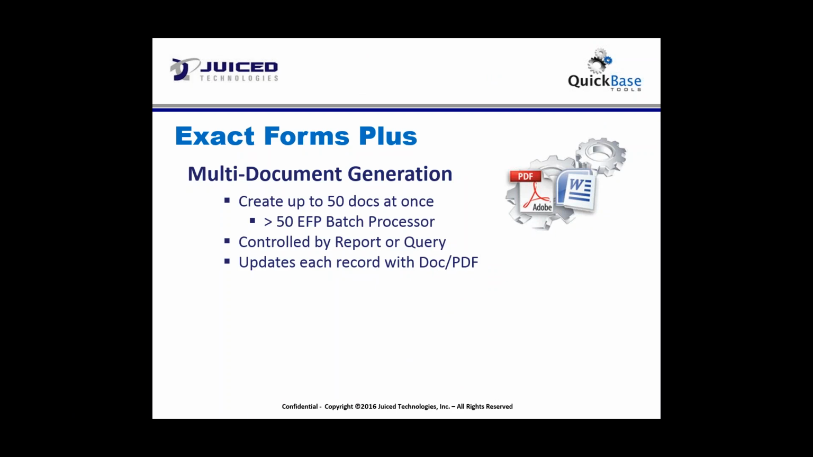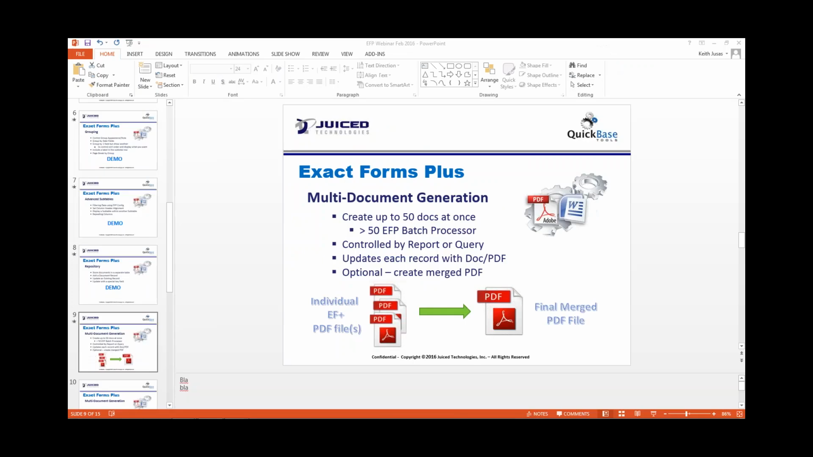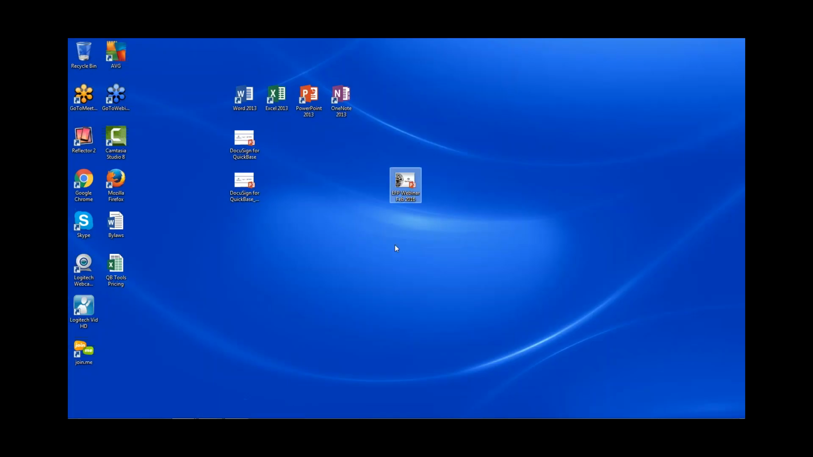When we're generating those documents, we'll update every record with a document. So it's not just generating all these documents and putting them in one. We'll actually update every record and generate an individual document for every record that's identified in the criteria to report on. And we have an optional option that allows you to merge them all together. So basically we're generating a bunch of individual PDF files for every record that's identified by the report or the query, and optionally, we can merge them into a final merged PDF file. So let's show you how we do that.